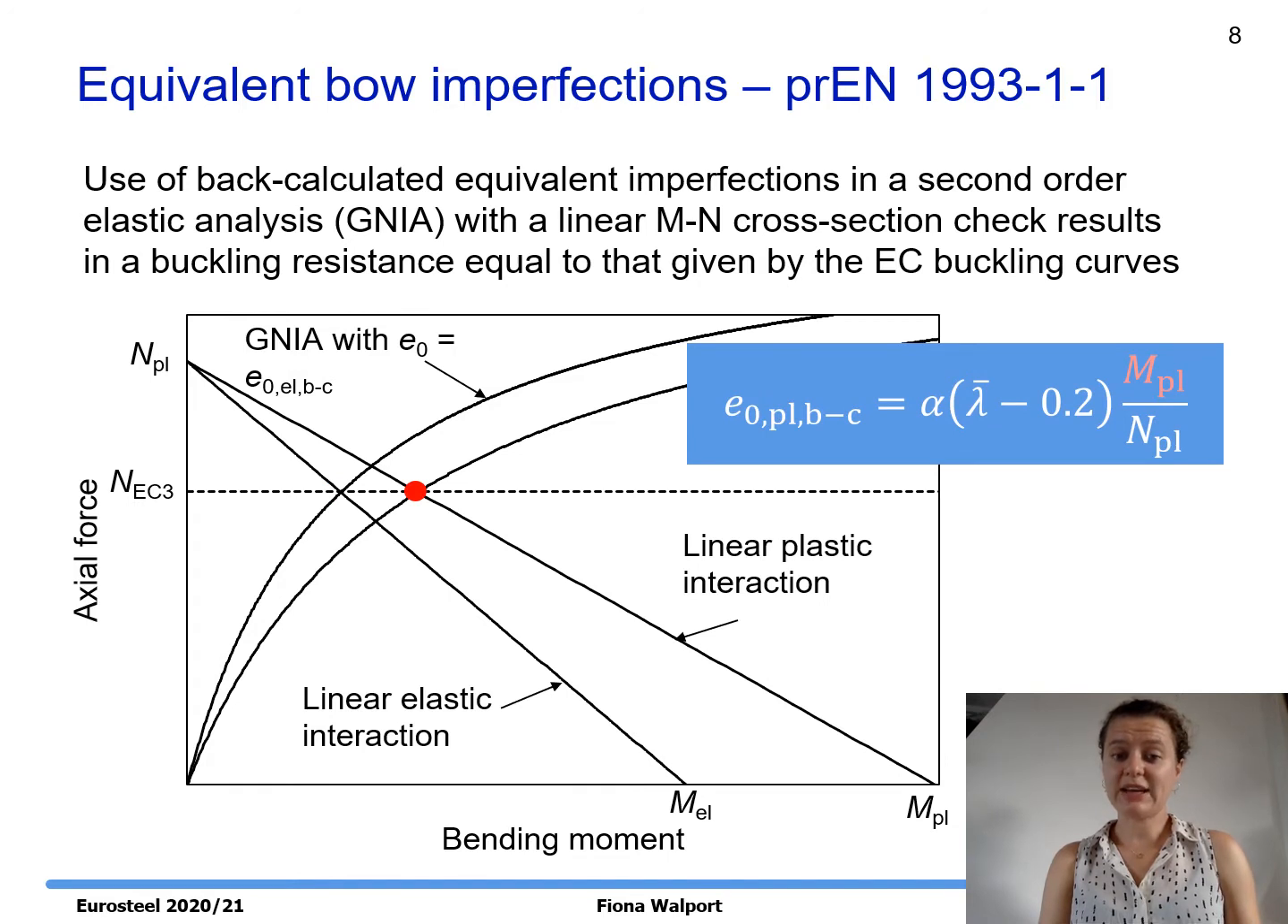Likewise, if a linear plastic cross-section check is assumed, use of the plastic moment capacity results in a larger imperfection, and the force moment path intersects the linear plastic interaction surface exactly at the Eurocode buckling resistance of the column. This imperfection is larger to compensate for the loss in stiffness due to material nonlinearity that would occur in practice beyond the point of first yield, but is not captured in the elastic analysis.